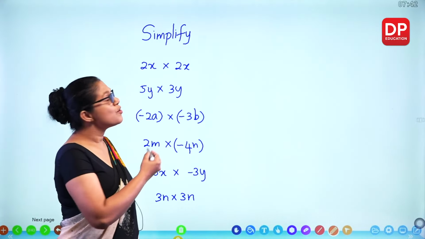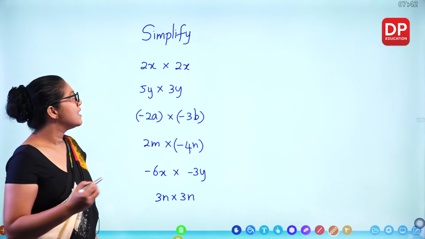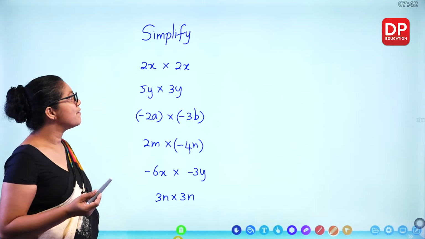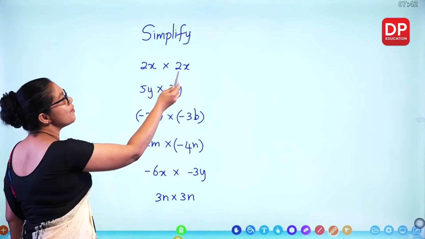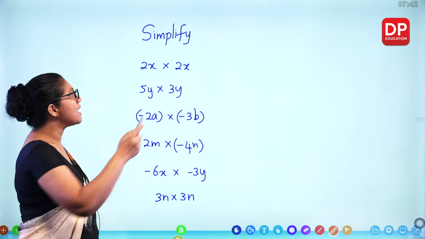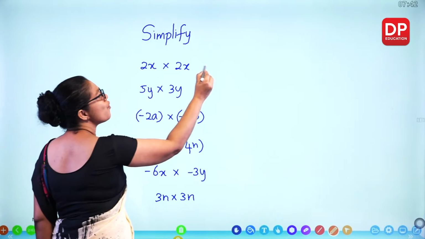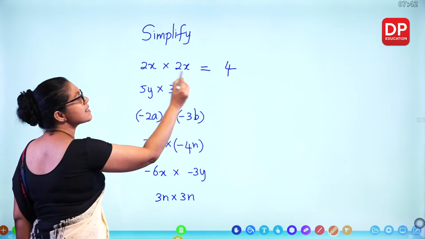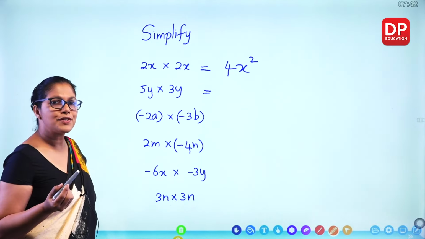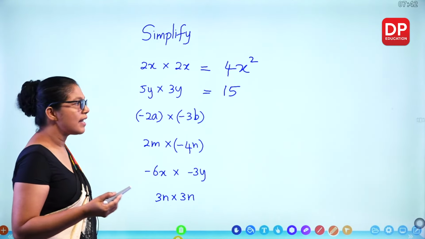Now we'll see whether you can remember previous properties of binomial expressions. When you get two terms, how do we multiply and simplify the expressions? When you take 2x into 2x, what do you get? Just multiply the numbers separately and the x term separately. 2 times 2, 4. X into x, you get x squared. What about this one? 5 times 3, 15. Y into y, you get y squared.